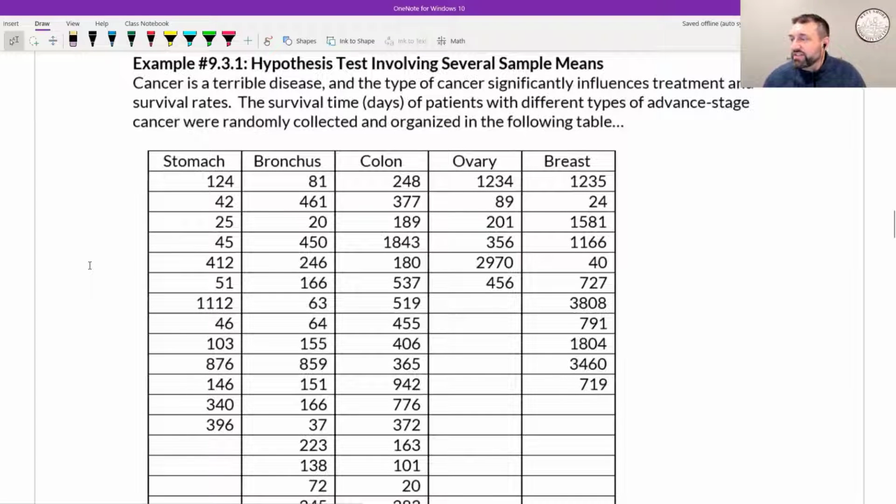So here we have, in this example, 5 different types of cancer. You have stomach, bronchial, colon, ovarian, breast cancer. The numbers that you see here are the number of days the patient with the advanced stage of cancer survived. And so you are diagnosed with stomach cancer and then survive for 124 days after diagnosis. And the question is, are the average survival days for these different types of cancer the same? Are they equal to each other?